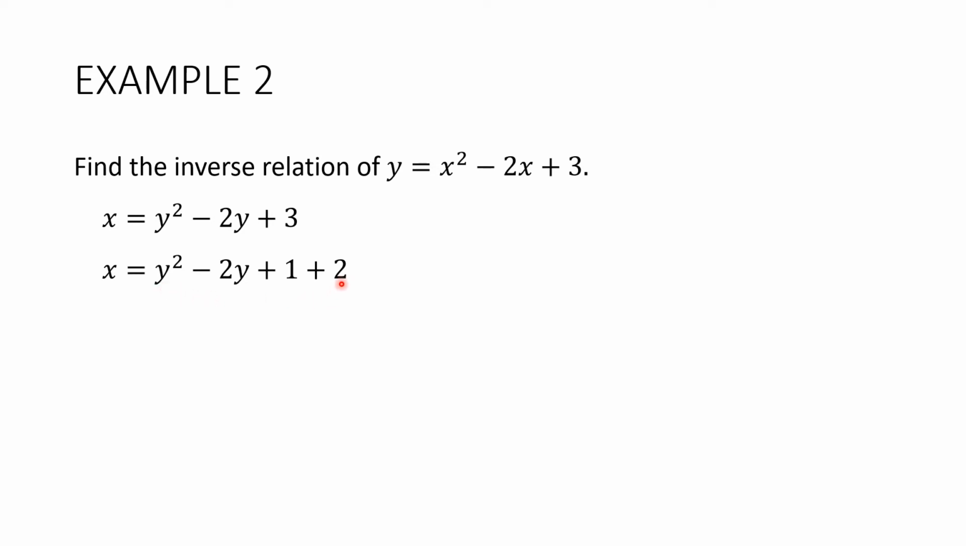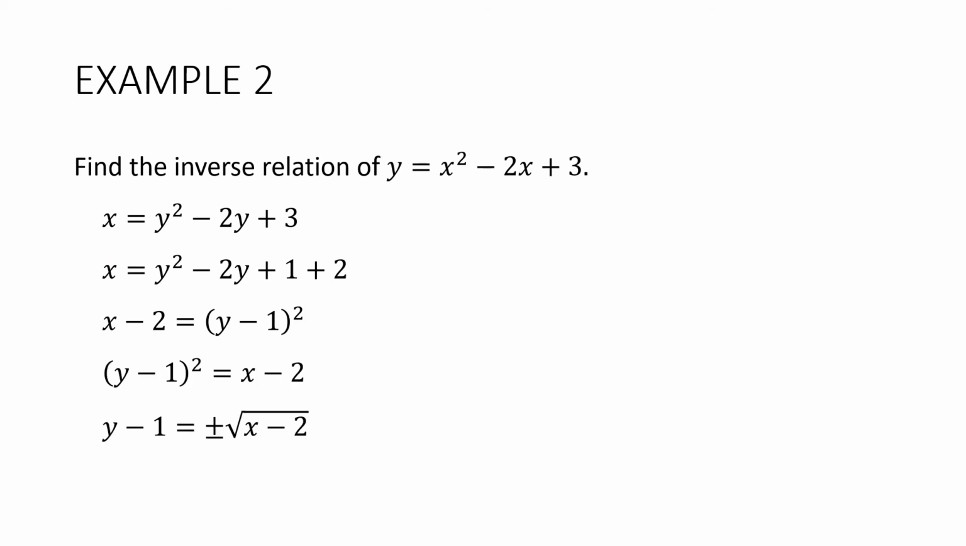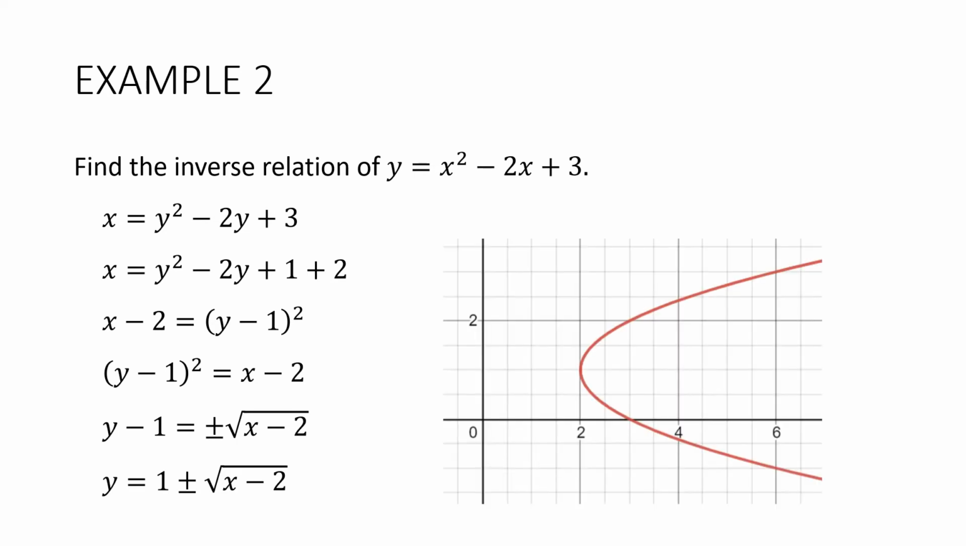Complete the square and take the 2 over the other side. Now switch it around. Square root both sides, don't forget your plus minus, and then finally take the 1 over. So the inverse relation is y is equal to 1 plus or minus the square root of x minus 2. And when we graph it, we get this.